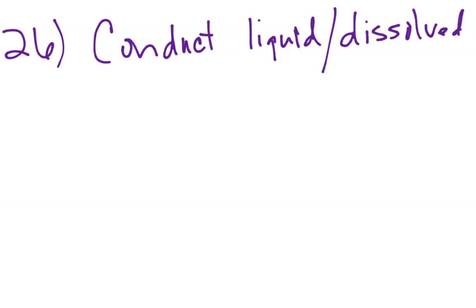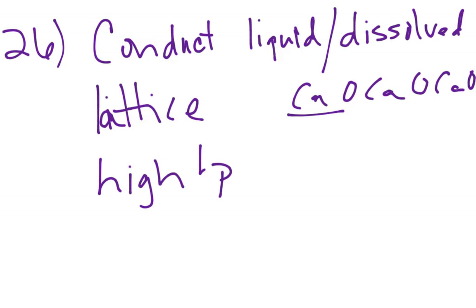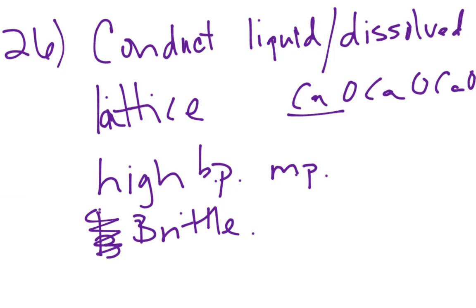Okay, it has a lattice, which is that whole calcium oxide, calcium oxide, calcium oxide. It isn't CaO, it's this whole big long block. It has a very high boiling point and melting point. Remember, we couldn't ever get it to melt. And it is brittle. It breaks very easily. Chalk breaks very easily. Salt breaks very easily. Okay.